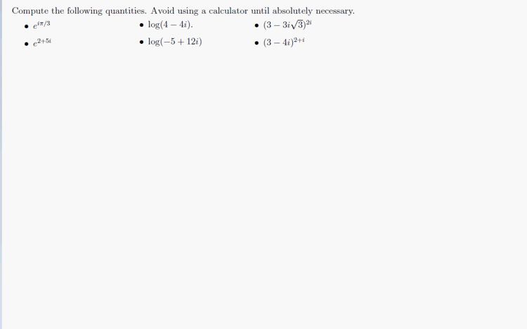Let's compute the following 6 quantities, and we'll try to do this without using a calculator. First off, e to the I pi over 3. By definition, that is equal to cosine of pi over 3 plus I sine pi over 3, which is... sorry, cosine of pi over 3 is a half, so 1/2 plus I square root of 3 over 2. And so that is the first one, in red.